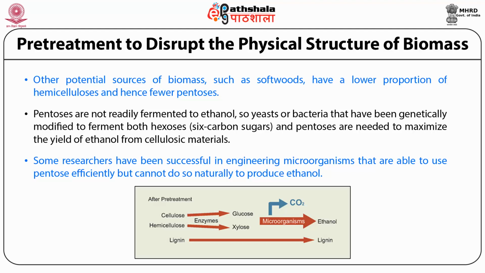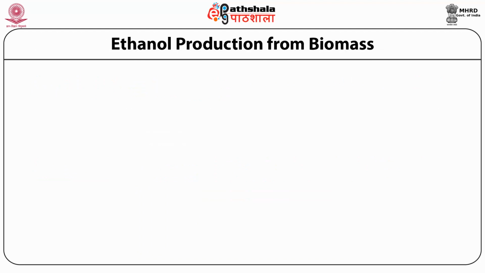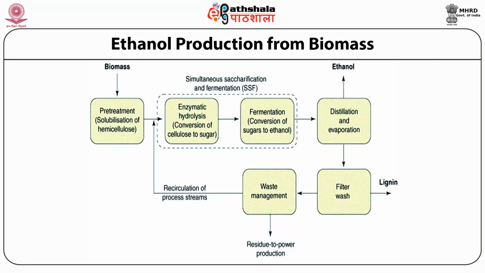After pre-treatment, cellulose gets converted into glucose and hemicellulose gets converted into xylose, and this glucose and xylose are converted into ethanol through the microbial fermentation process. However, lignin remains undigestible and it's not available for the conversion process. This is the ethanol production from biomass.